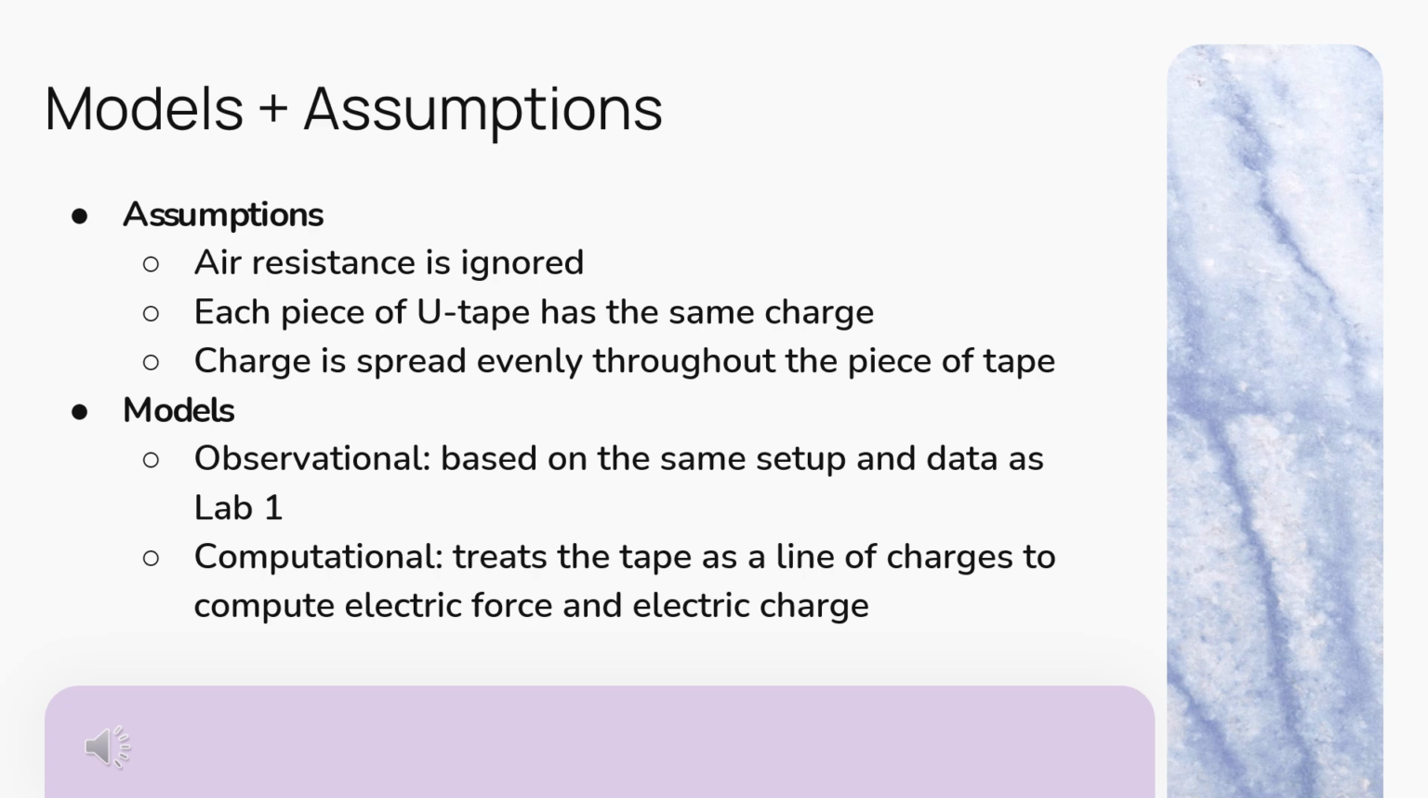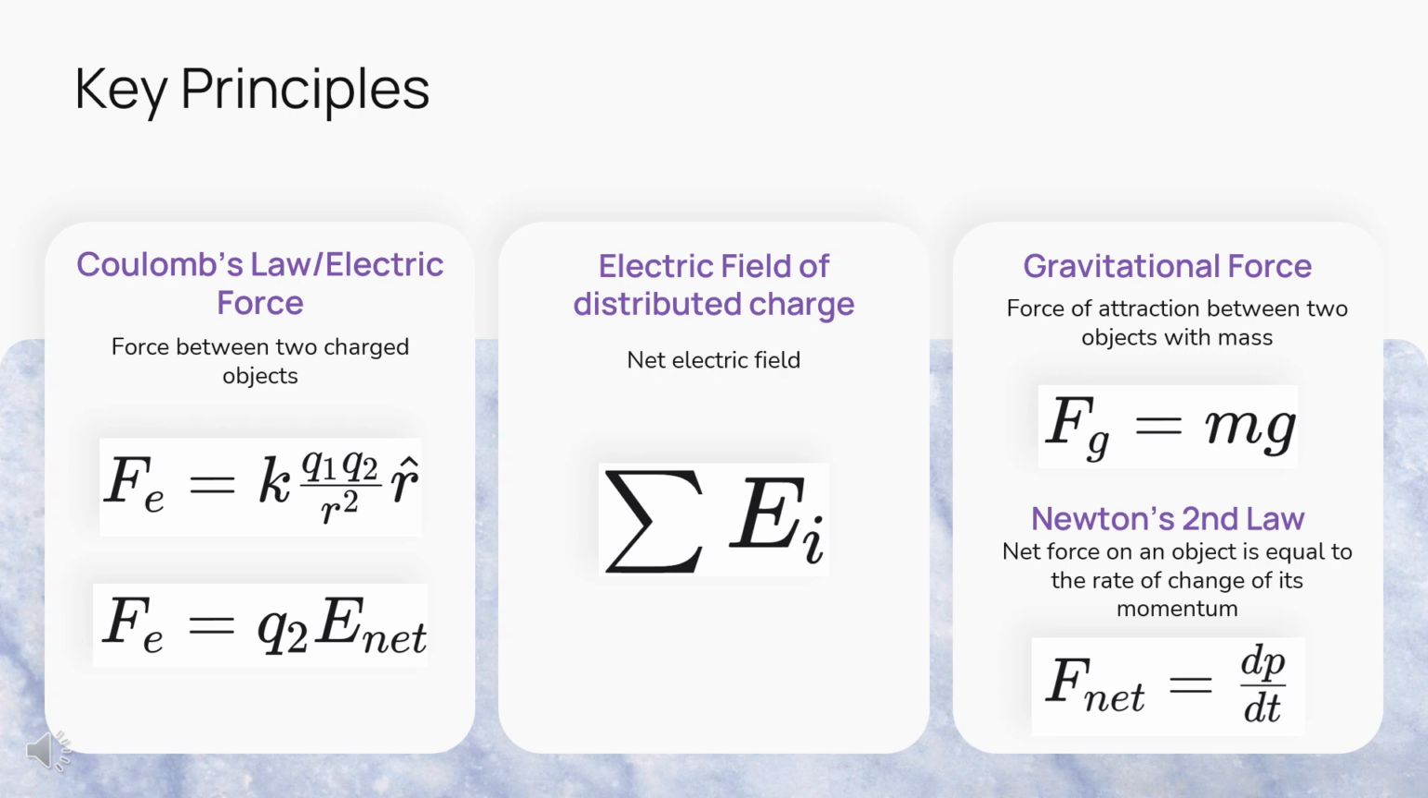Models: we use our observational model, which is based on the same setup and data as Lab 1, and the computational one, which treats the tape as a line of charges to compute the electric force and the electric charge. Key principles: we have Coulomb's law, or electric force, which is the force between two charged objects, and we have the equations down there. And the electric field of the distributed charge, which is the net electric field, the gravitational force, which is the force of attraction between two objects with mass, and Newton's second law, which is that the net force on an object is equal to the rate of change of its momentum.